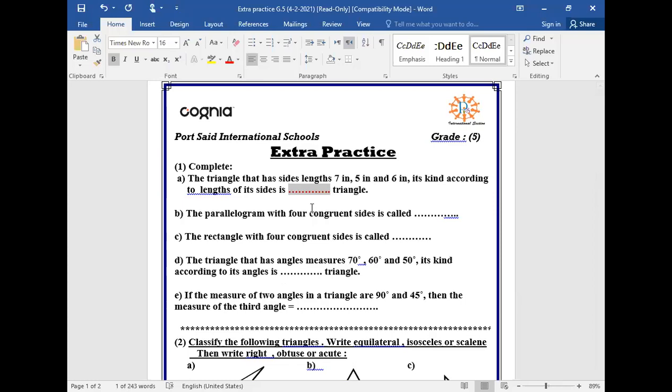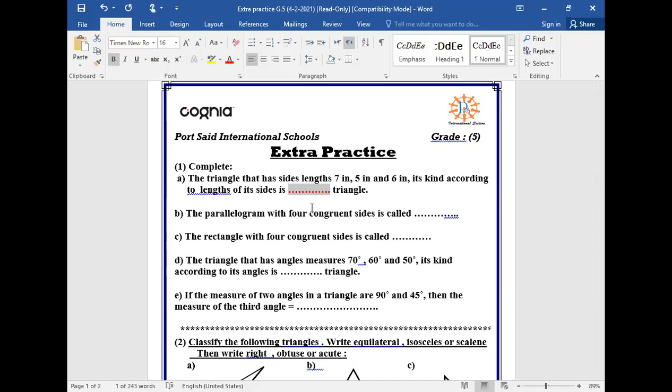The triangle has sides 7 inches. No, scalene or... according to sides. What is the kind according to sides? Scalene, لا، مستر ما هو أنا isosceles, في مشكلة equilateral. مستر أنا بعرف أجيبها بالأنجل والله ما عرفتش أجيبها بالسايد.